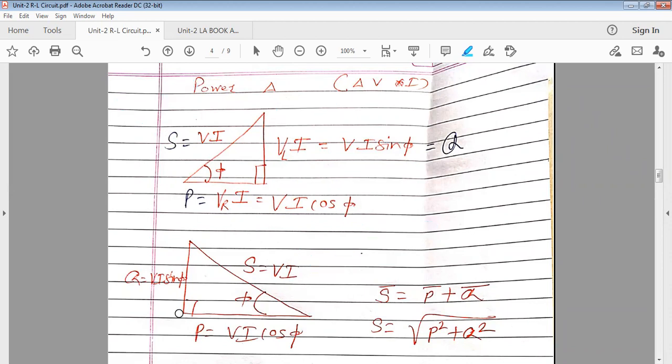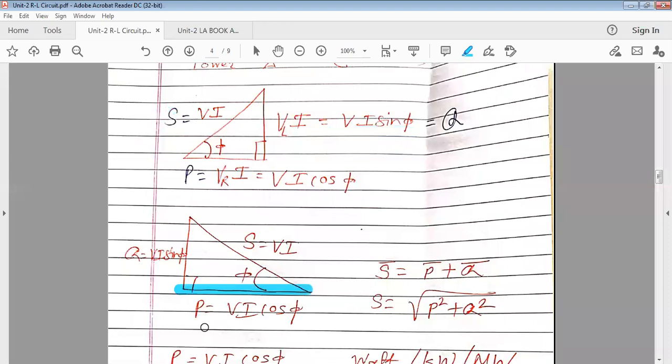So see, along this is what? Capital P, active power, real power, true power, power dissipated, power consumed. What is the formula? VI cos phi. Unit is watt. How you can define it? It is the power which is consumed only by resistive type of load.